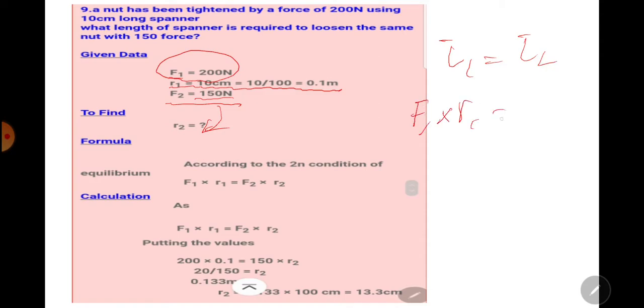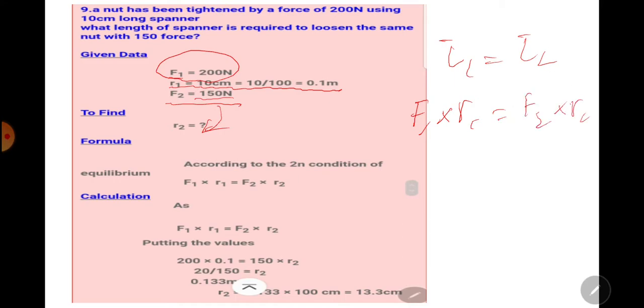Now a nut has been tightened by a force of 200 Newton. Force is how much? 200 Newton. The moment arm for the 200 force is 10 centimeter, converted into meter. F2 is 150 Newton. If we open the same nut with a spanner exerting a force of 150 Newton, find the moment arm. So torque produced tau1 is equal to tau2.